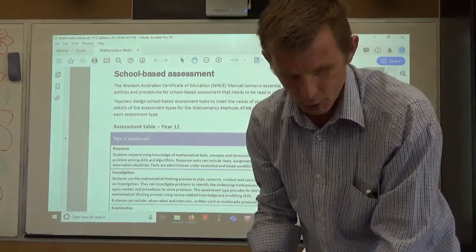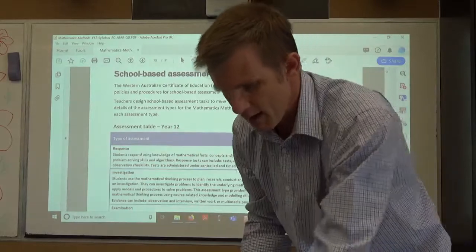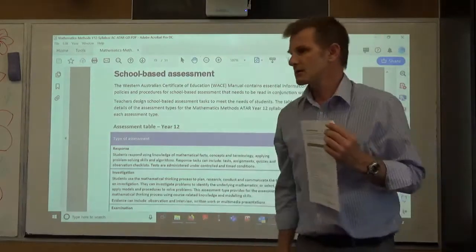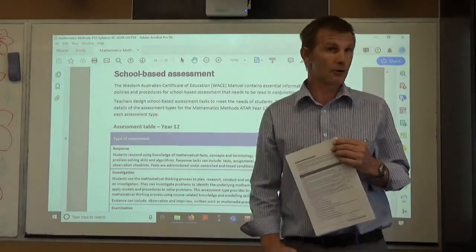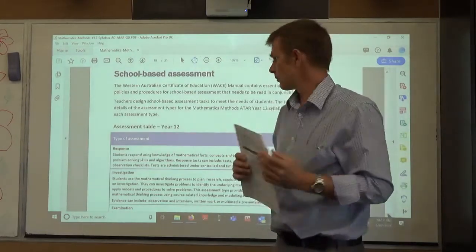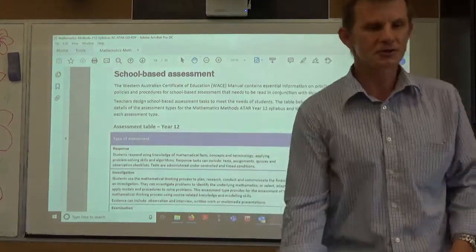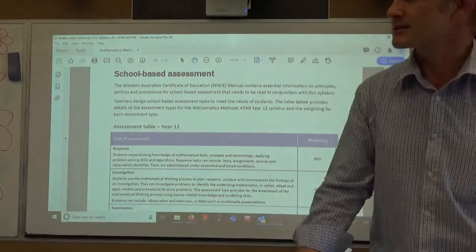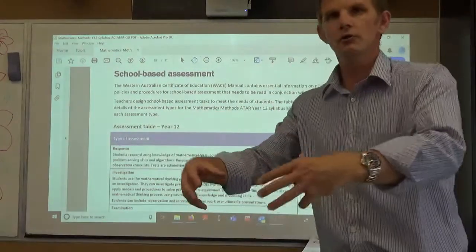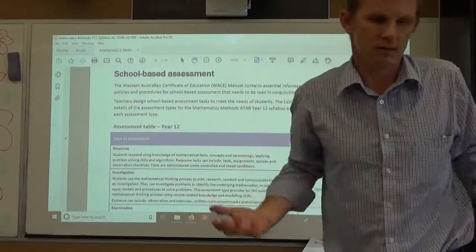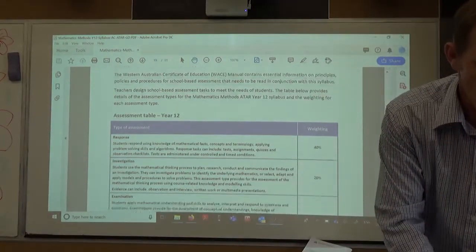This page here, school-based assessment, this is where you figure out what am I being assessed on, how am I being assessed. Okay, great to learn it, the assessment part's important. Responses, a response is essentially a test. See it as a test, it gives you the questions, you do your best, give them back to me, I mark. You know, nothing new there.